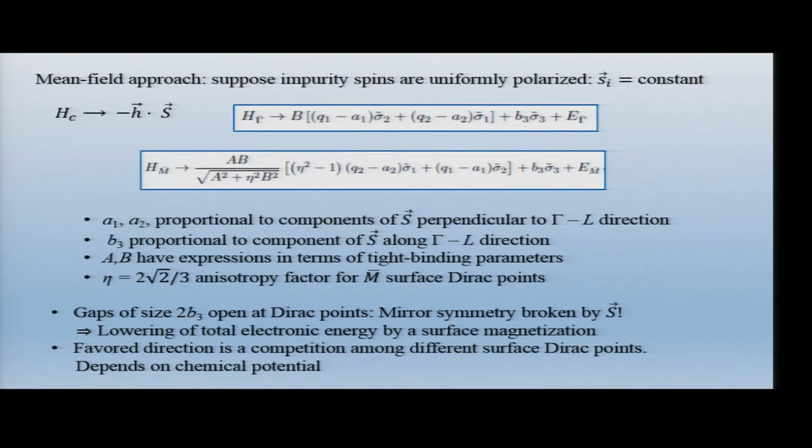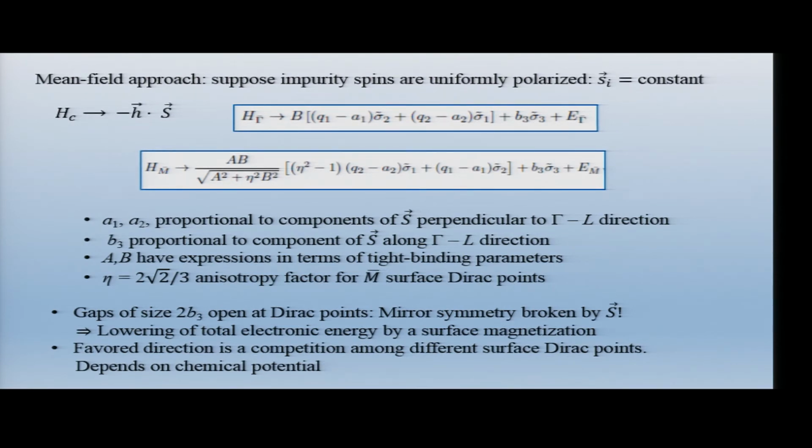And so what you find is that you get terms in the Hamiltonian that indeed open a gap, and the magnitude of those gaps is proportional to the magnetic moment in the gamma L direction, right? And remember, there are 4 L points, so there are 4 different gamma L directions here. So for each of these Dirac points, we open a gap, but the size of that gap depends on exactly which direction the magnetization is pointing in, and there's a competition among the different Dirac points.